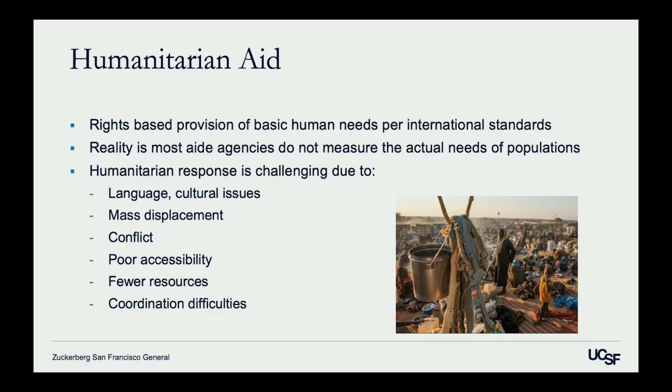So it's rights-based provision of basic human needs per international standards, and I'll talk about that a little bit later as well. But in reality, most aid agencies don't really measure what the needs are. We think we know, right? We hear about a humanitarian crisis, and what do you want to do? I want to help. So sometimes you donate money, or you go through your closet, you empty it out, and you donate all your clothes, or you kind of get together, you buy a bunch of medicines, and you donate it. But maybe that's not what's needed there, right?